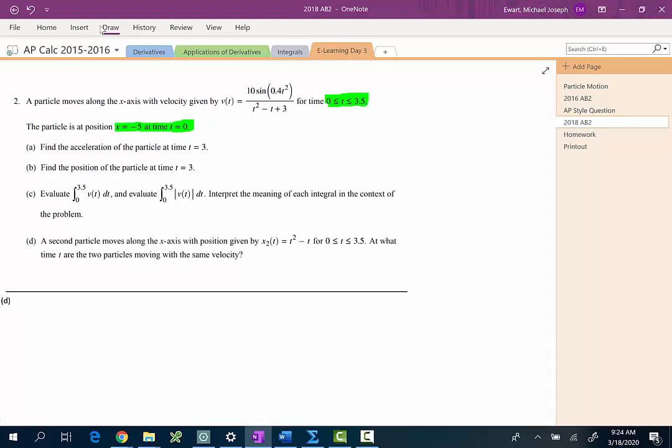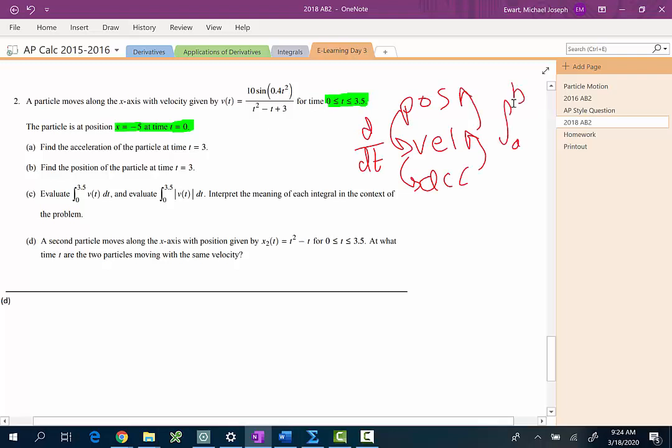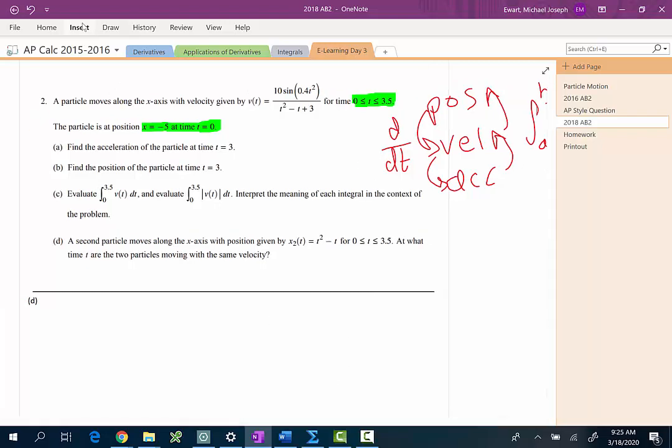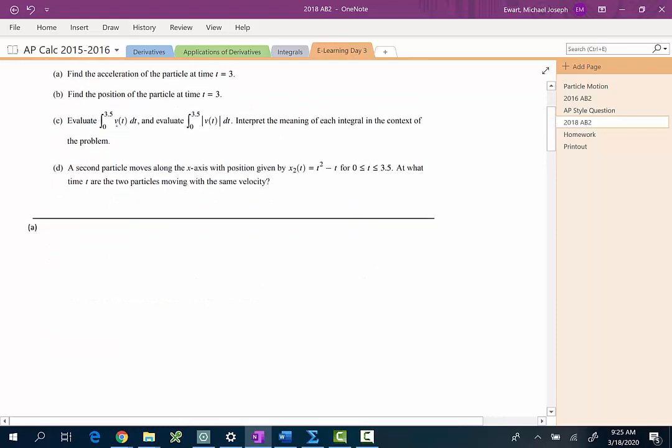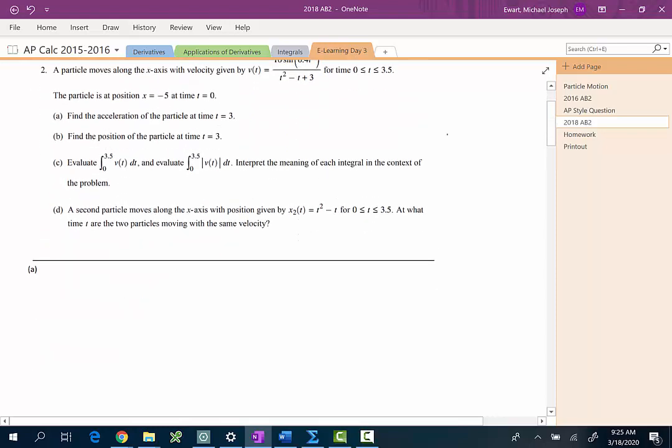This is really where, and I didn't go over this at the beginning because it was so recent, we really need to make sure we're good with that ladder: position, velocity, acceleration. When we go down the ladder, we're taking the derivative, and when we go up the ladder, we're taking the integral. So in this case, we're going from velocity down to acceleration, so we're taking the derivative. All you need to write on the exam here is A of 3 equals and a number.